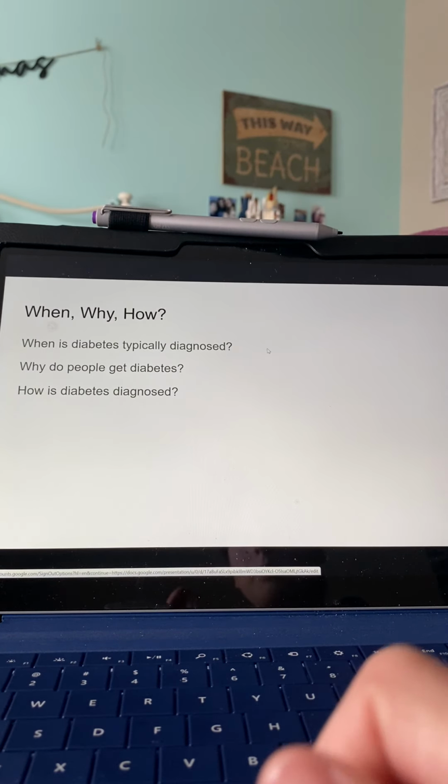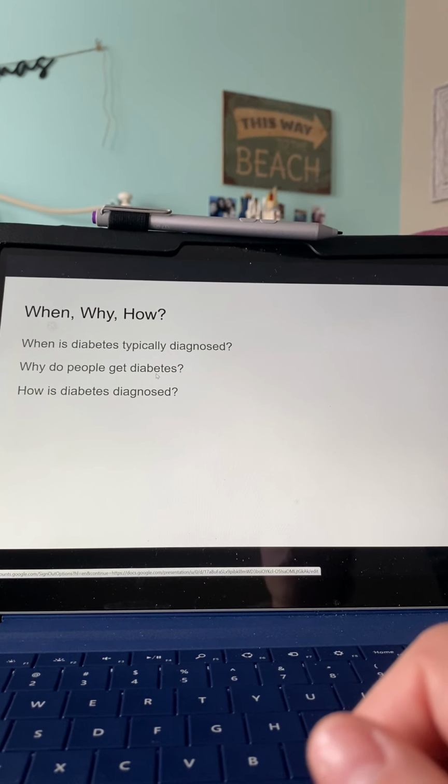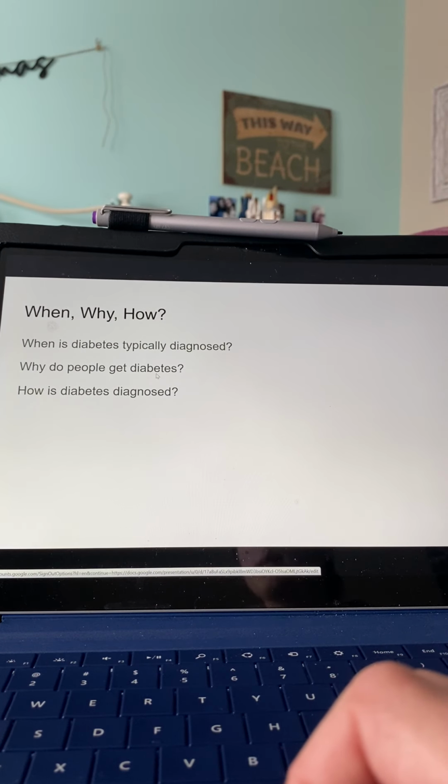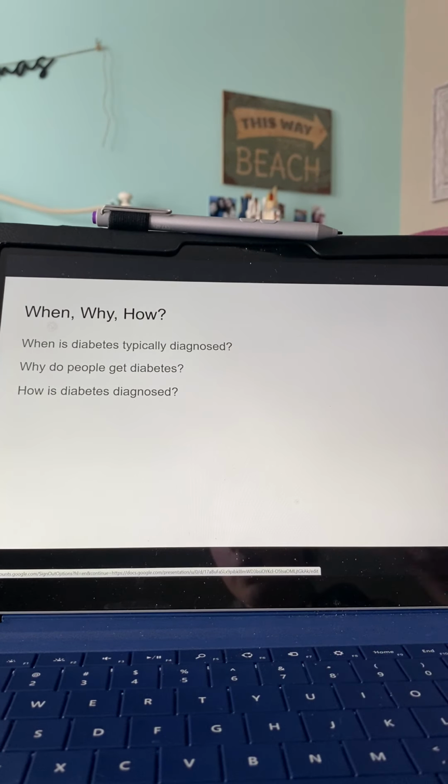By the way, type 2 diabetes is more common than type 1. We hear a lot about type 1 diabetes, but type 2 diabetes is actually more common than type 1 diabetes. But obviously, type 1 diabetes is still a thing. I know multiple people who have type 1 diabetes.